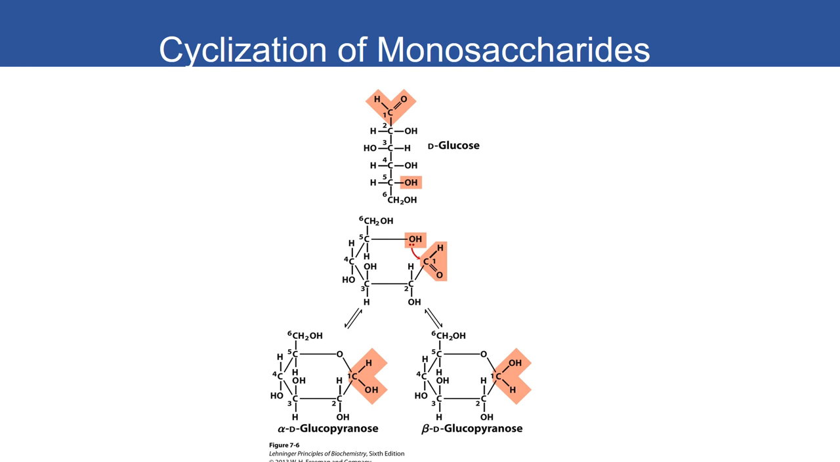So if it's on the same side, then it's a beta. If it's on the opposite side, it's an alpha. So if it's cis, beta; trans, alpha.